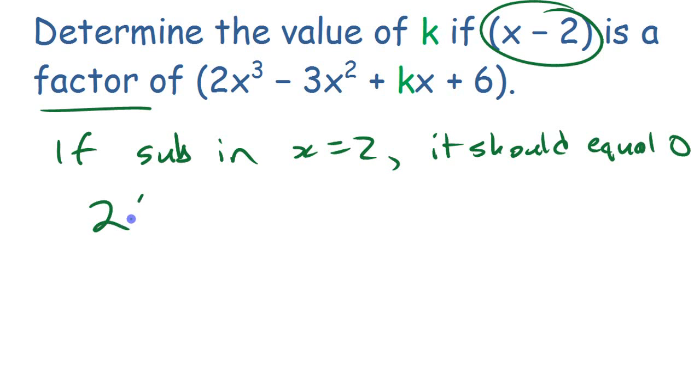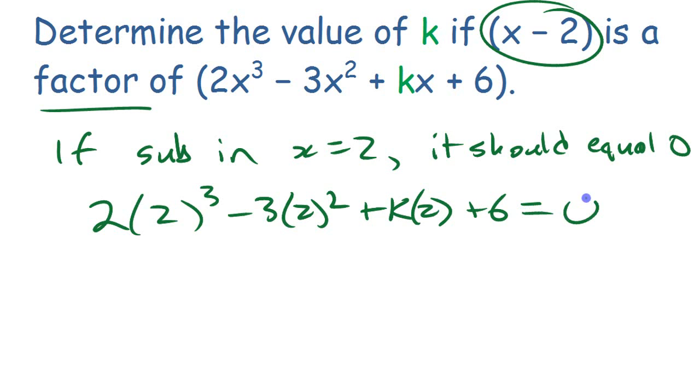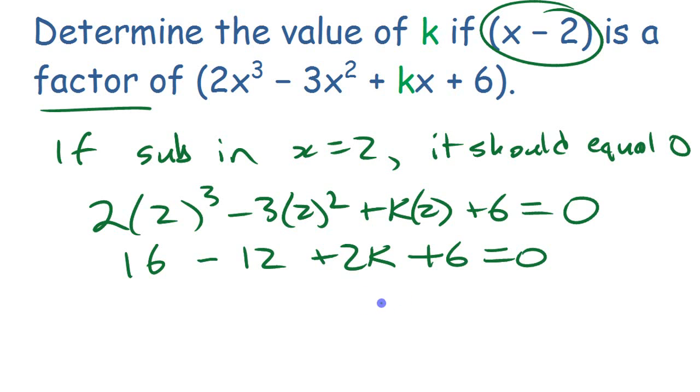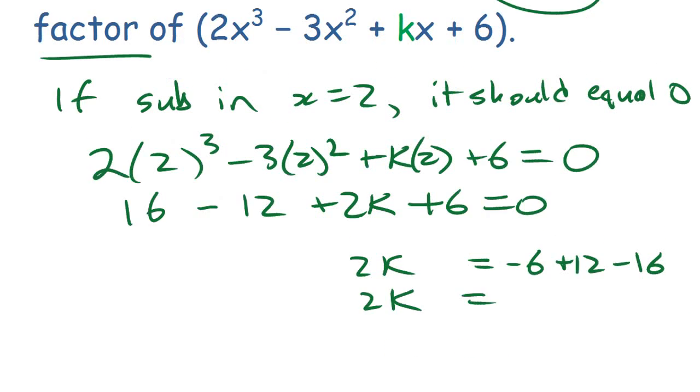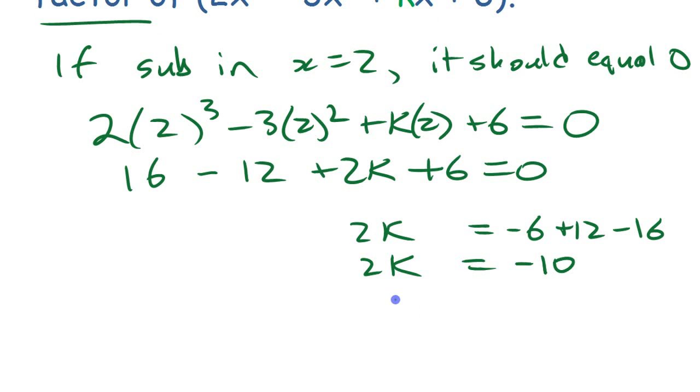So I'm going to write my equation like that. I'm going to sub in 2 here, minus 3 times 2 squared, plus k times 2, plus 6, and I know that that's supposed to equal 0 if that's a factor. So when I work all this out, 16 minus 12 plus 2k plus 6 equals 0. Or if I bring everything over to the other side, move my 6, move my 12, move my 16, I got 2k equals minus 10. So that tells me that k is equal to minus 5.